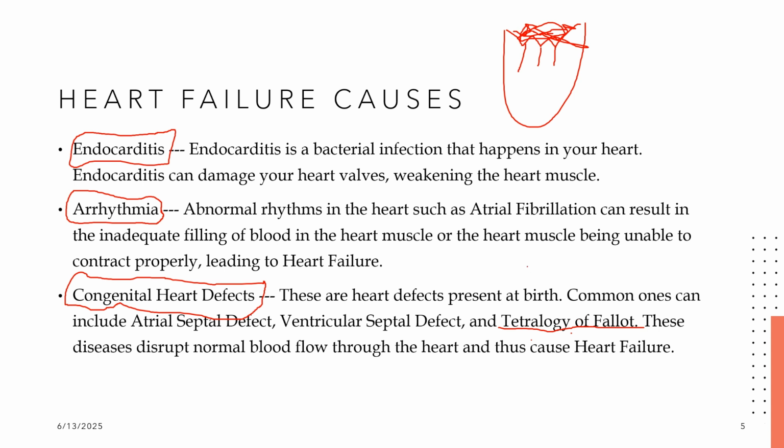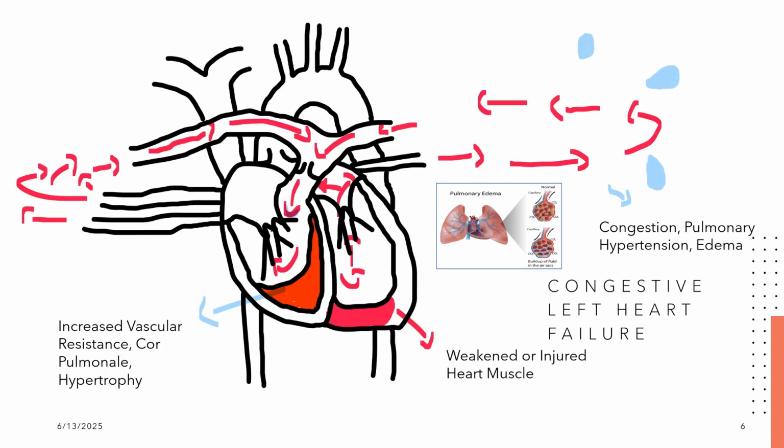Now, here is what happens when your left side of your heart fails. Again, remember, this is the right side of your heart, this is your left side of your heart. Heart failure can be divided as left and right side heart failure. In this case, your left side of your heart fails. What will happen? Also, I don't know why, but there isn't a pulmonary vein. I'll just quickly draw that in.